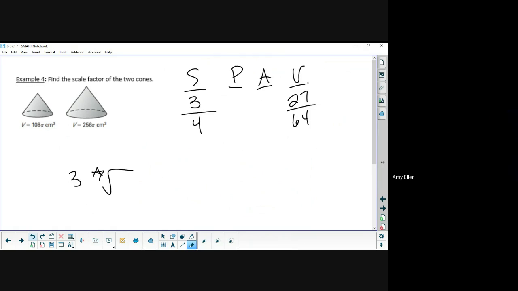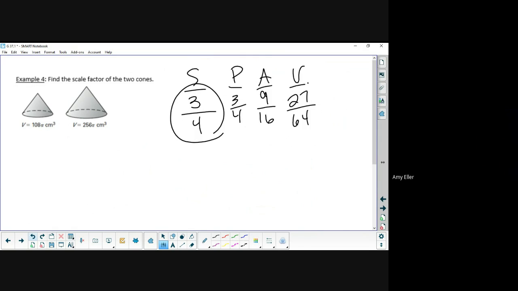All right, now that we have the sides ratio, we can fill in the others. This is going to be the exact same. This one is going to be squared. 3 squared is 9. 4 squared is 16. This problem is actually much quicker than the last one. This one just simply says, what's the scale factor, which means the ratio of the sides. We're done.